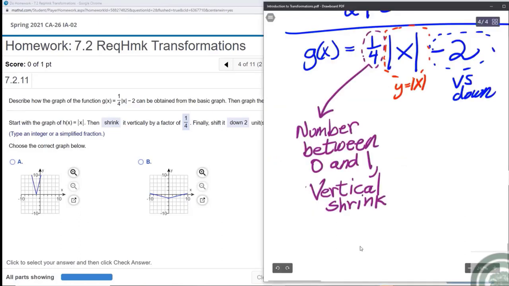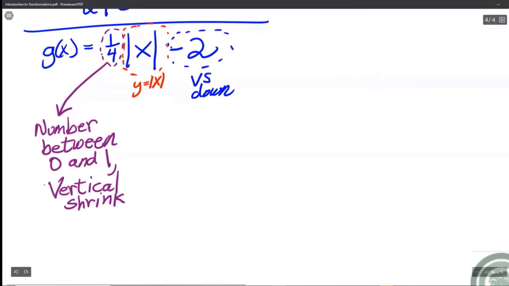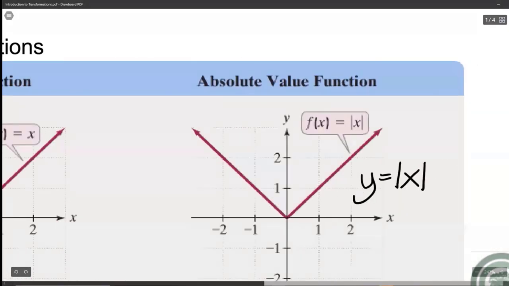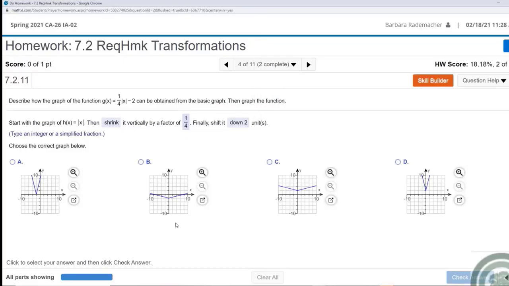You've got your basic V graph over here. It's multiplied by a 1/4, so that lowers the arms. And then you move it down 2 units, so you have a flatter absolute value moved down 2 units. Could only be that one.